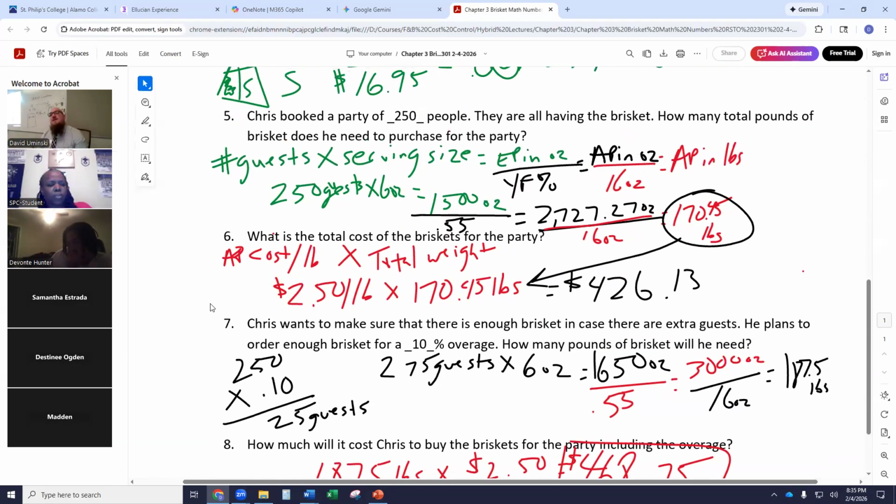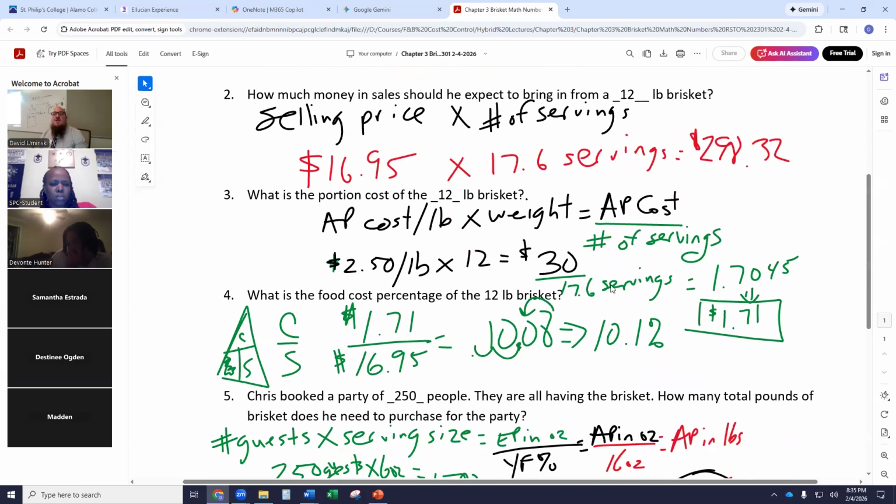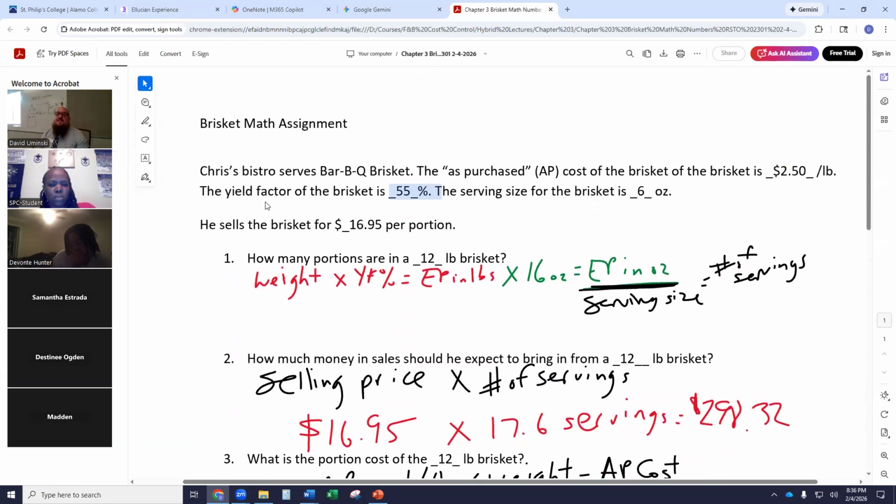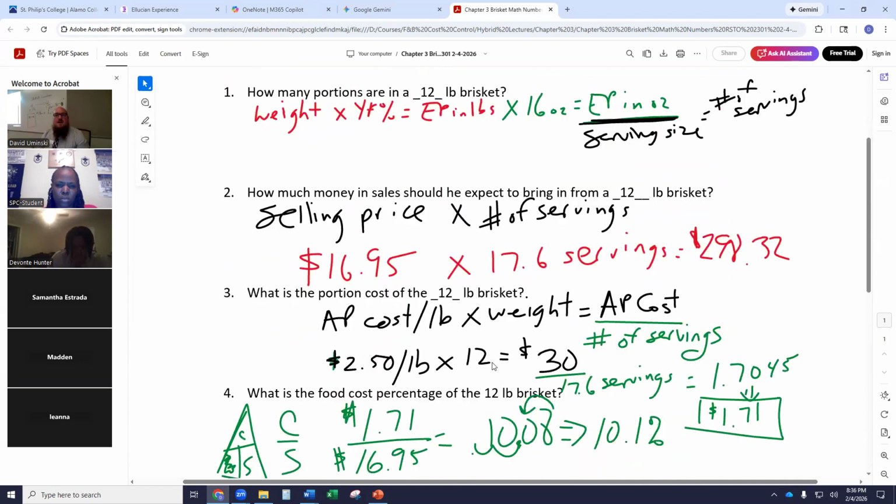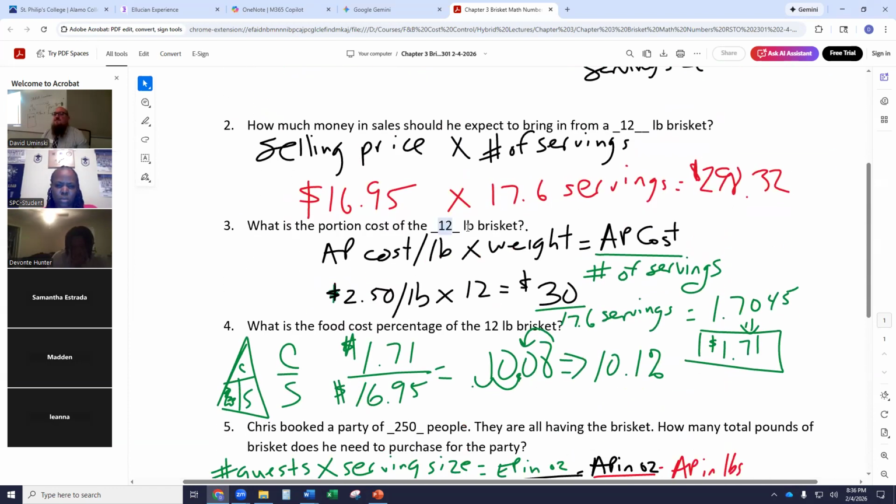Yes. Question about number 3. Where did you get the $30 from? So we took the $2.50, which is up here. The AP cost of the brisket is $2.50 per pound. And we multiplied that by the 12 pounds of the brisket. So the weight of the brisket. So $2.50 times 12 pounds is $30. Yeah. I was trying to do mental math. Gotcha.